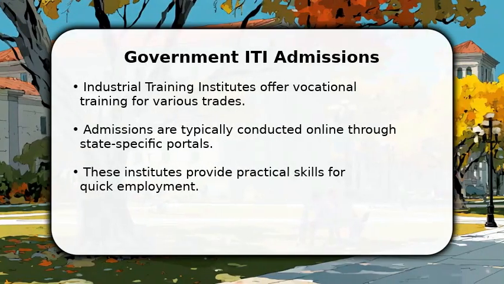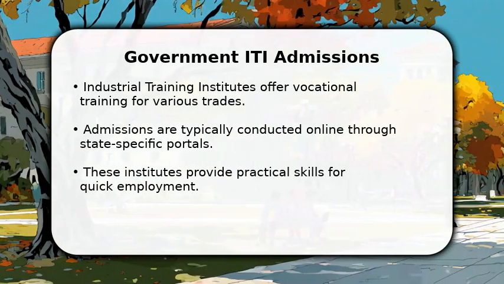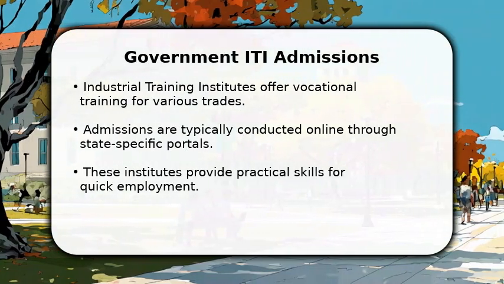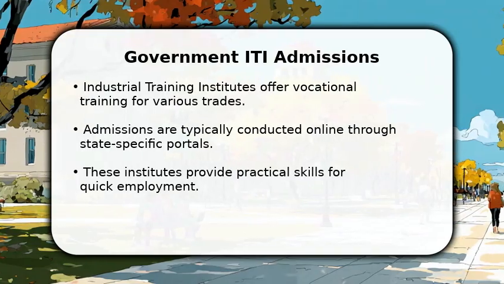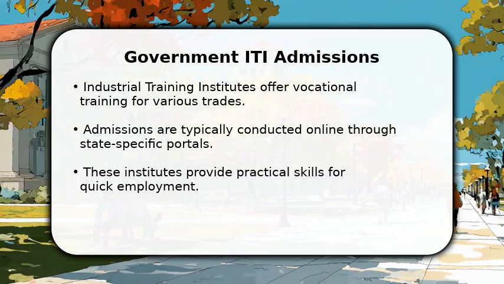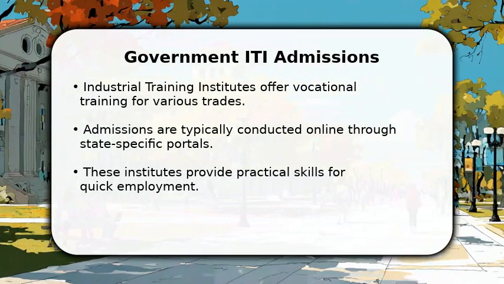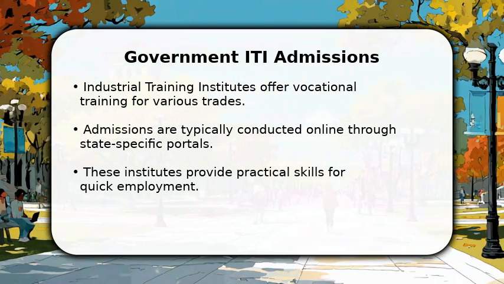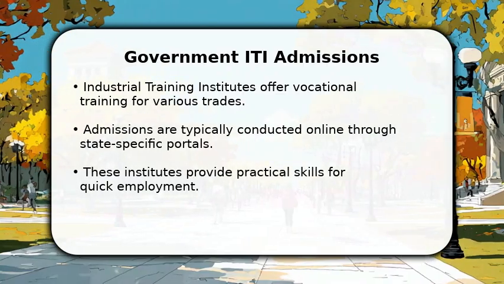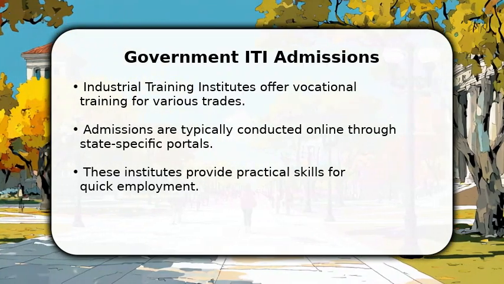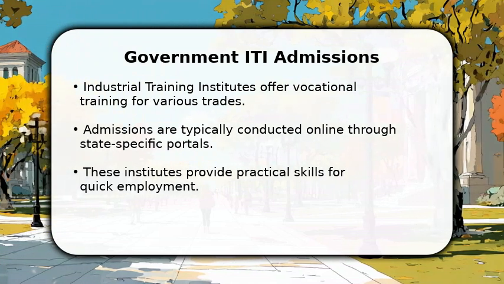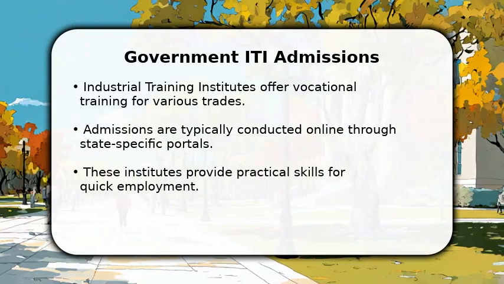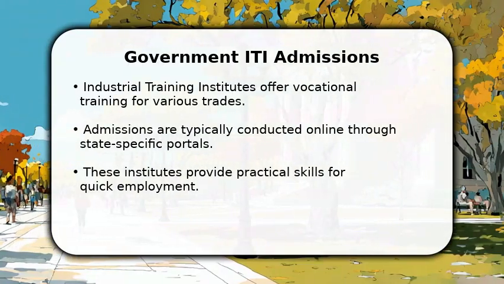In this video, I will explain how to apply for Govt ITI admission. Industrial Training Institutes, or ITI, are crucial for vocational training, offering a wide array of trades to equip students with practical skills for immediate employment. The admission process is primarily conducted online through dedicated state portals, making it accessible for many aspiring candidates. These government-run institutes aim to provide quality education at minimal fees, helping individuals build a strong foundation for their careers.